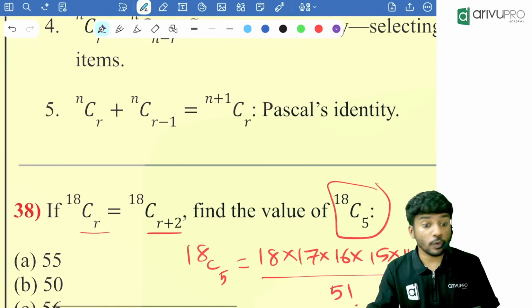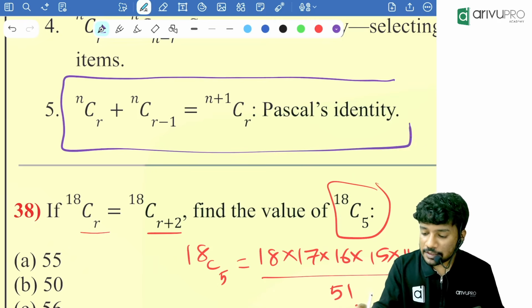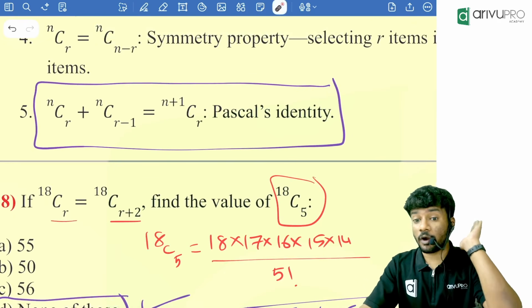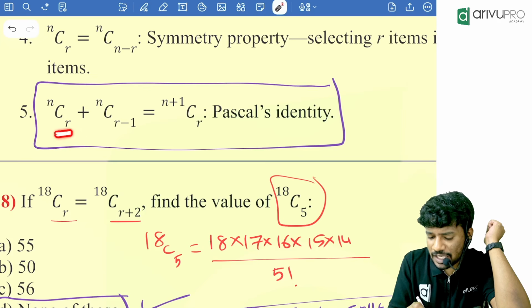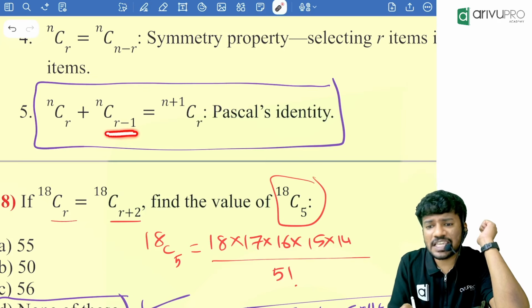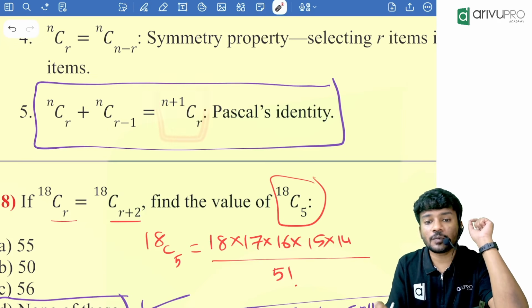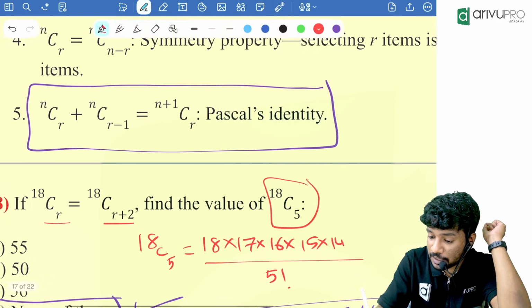Now people, another property I want to teach everyone. There were two questions in the past based on this property. This is something you would have studied at school level. So this property has an importance. The property says NCR plus NC(R minus 1) is equal to how much? (N plus 1)CR. Make a note of it. It is very, very, very important.